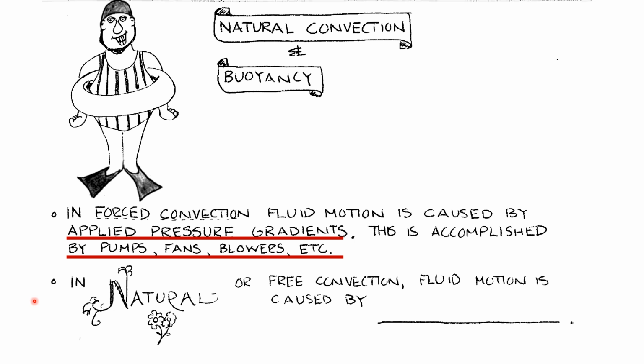In natural convection, that is not the case. Natural convection is also called free convection, and the fluid motion is caused by buoyancy forces. So we're going to spend a significant amount of time right here in the beginning reviewing the nature of buoyancy and figuring out how we can quantify buoyancy forces in fluid flow. That's why we have our friend up here. Here's his device to help him with buoyancy.